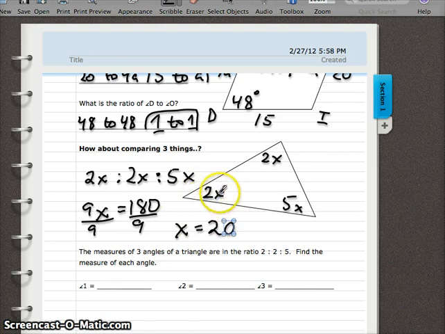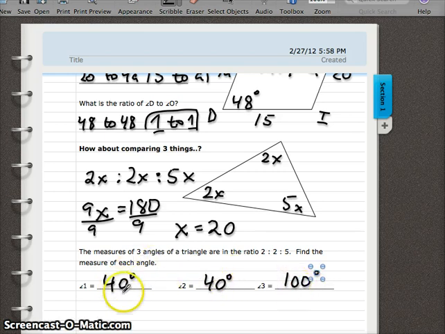It's 2 times whatever x is. That's this angle measurement. So 2 times 20 is 40. It's an angle measurement, so it's 40 degrees. Same thing here for angle 2, 40 degrees. And then 5 times x. 5 times 20 is 100, so 100 degrees. Do these add up to 180? Well, 40 plus 40 is 80, plus 100 is 180, so yeah.